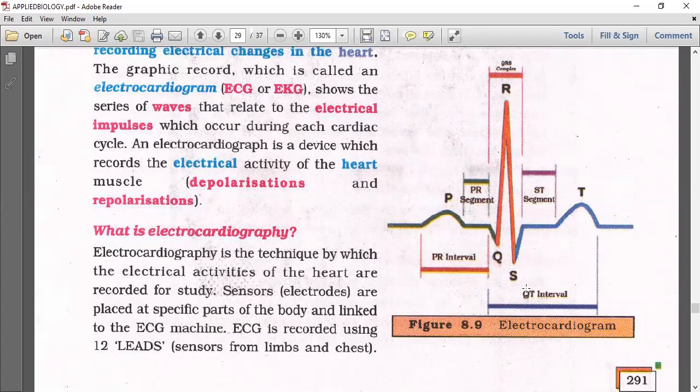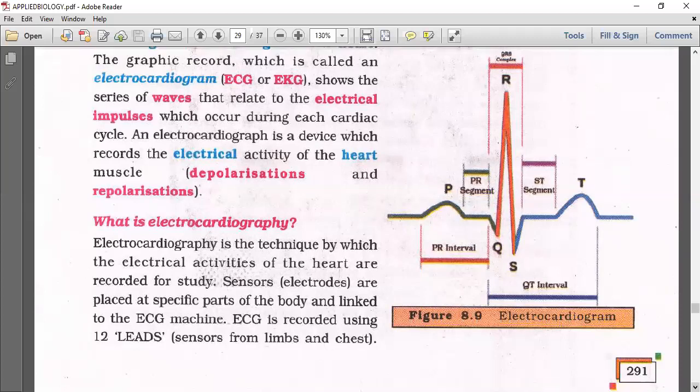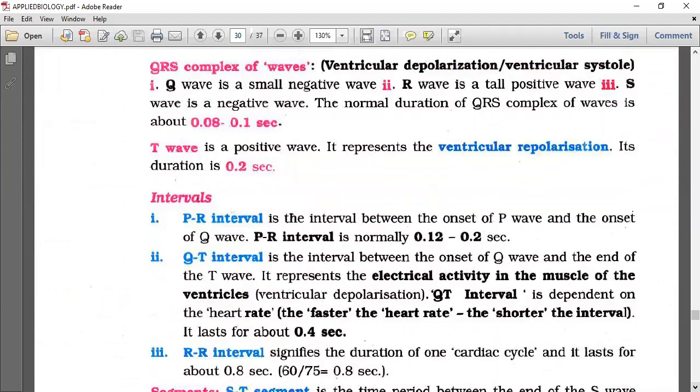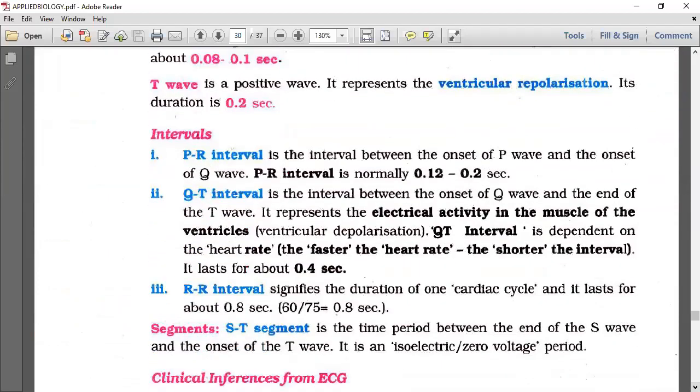Next, QT interval. You see here from where it started. From the beginning of the QRS complex to the end of T wave. Okay, beginning of the QRS complex to the end of T wave. Okay, we learned two intervals. PR interval covers atrial systole, we can say, isn't it? QT interval covers ventricular systole and ventricular diastole. Ventricular depolarization, ventricular repolarization.